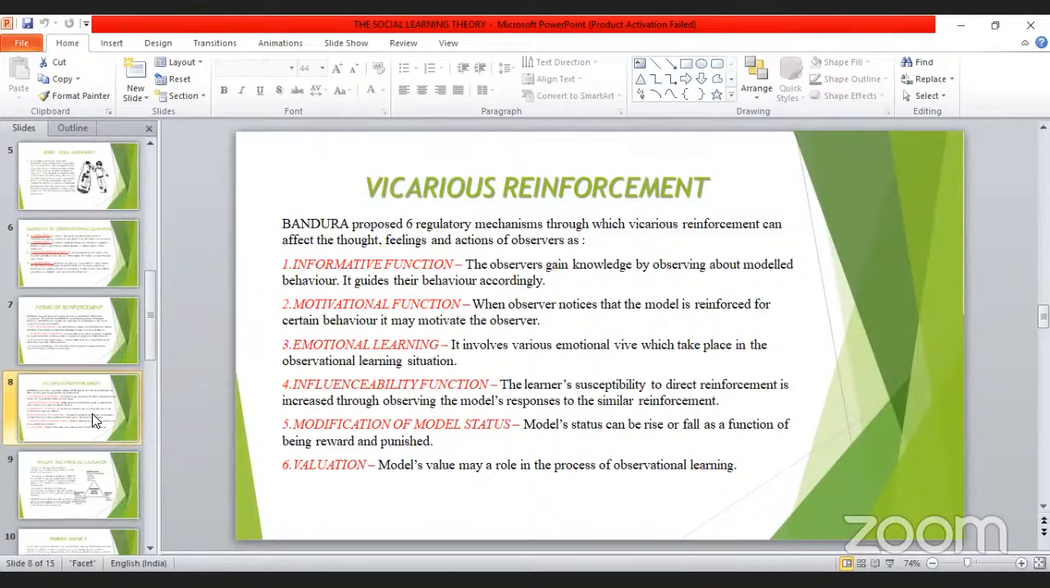How the model is performing the behavior, and in which way the model is rewarded for performing that behavior, increases the model's status. So it also increases the value of the model. So it also helps me to learn something new through observational learning. So these 6 regulatory mechanisms are very important, right?